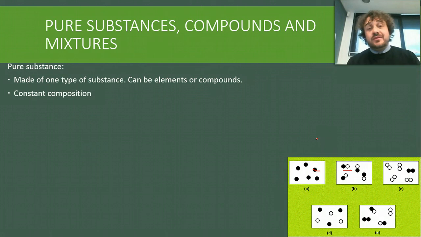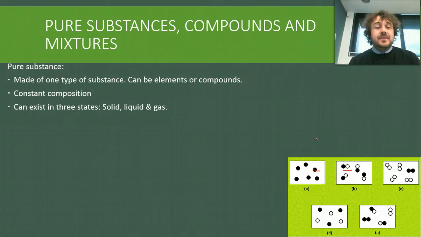Now, a pure substance has a constant composition. So if it's oxygen, it's only oxygen. Never varies. It can exist in three states. It can go from a solid, liquid, or a gas. Or also plasma, but we don't really talk about that. So solid, liquid, gas. It can exist in all three states.